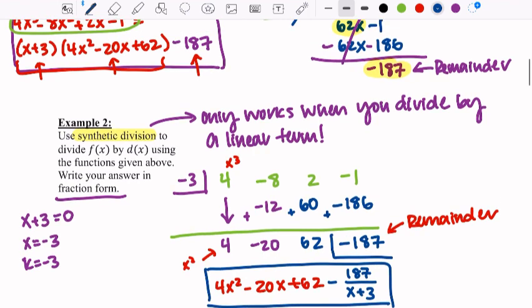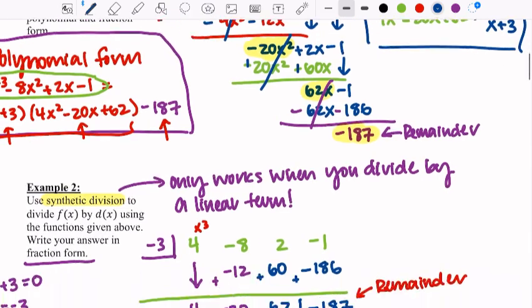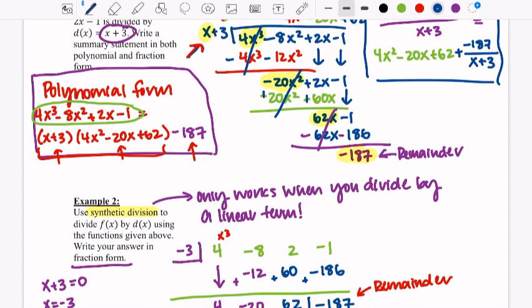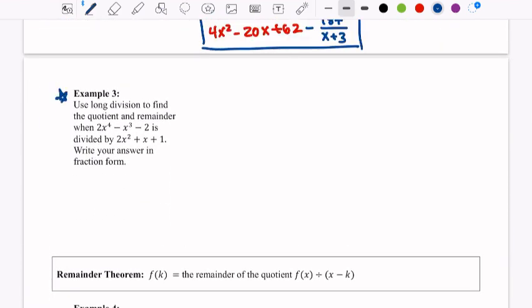And I do see that that's what we had from up above. So our two forms are consistent. All right. So we've spent all of our time so far talking about long division and synthetic division. Why are we doing this? Well, we're going to skip over example 3 for right now.